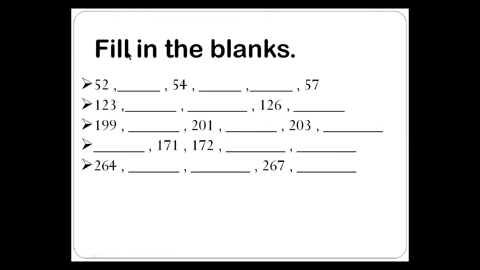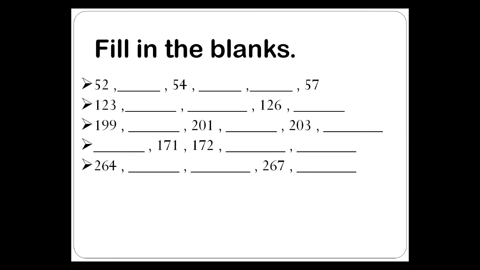These are the missing numbers from your counting. Write fill in the blanks. Write the number, then put a comma, then put the blank, then comma, then write the number, then comma, then put the blank, comma, number 57. You will use this proper way of writing the numbers, and you can use the blue pencil if you want, if you are doing neat and clean work. Otherwise use only pencil and do the work neat and clean.